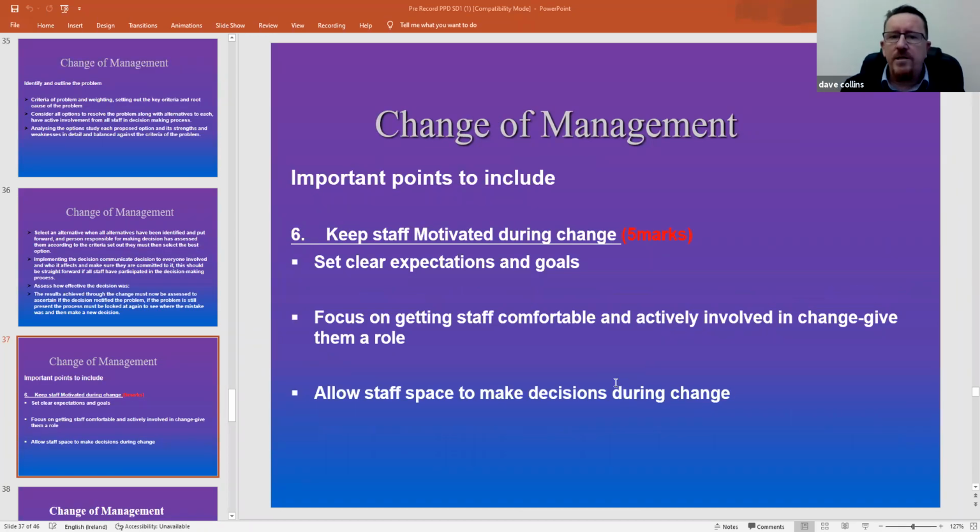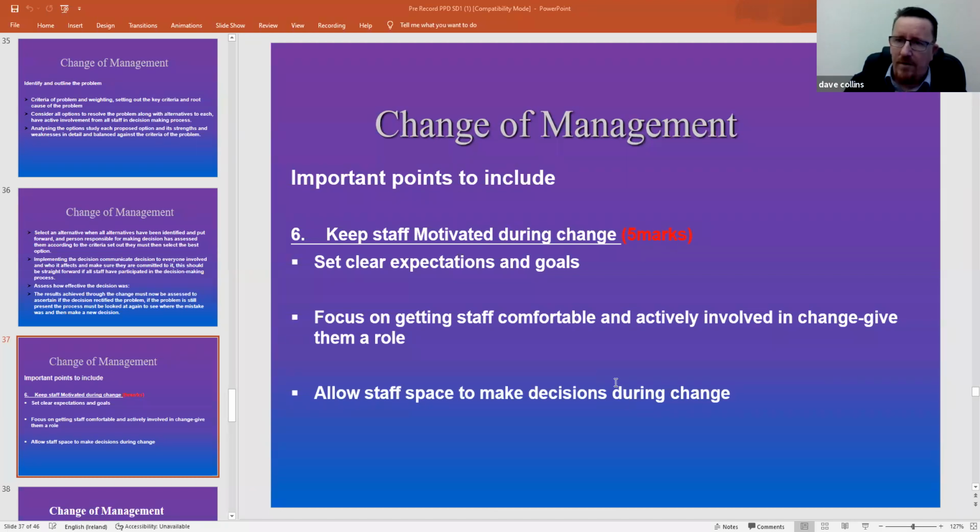So again, more important points to close. Keep staff motivated during the change. Set clear expectations and goals. Focus on getting staff comfortable and actively involved in change. Give them a role. Allow staff space to make decisions during change. So to keep your staff motivated, set clear expectations, set them goals, get them to achieve those goals. Focus on getting them comfortable and actively involved in change. Give them something to do.